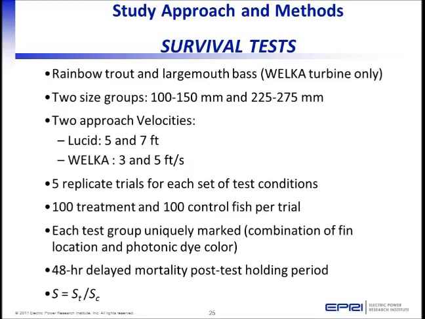The survival tests that were done for these 2 turbines included rainbow trout and largemouth bass for the Welka turbine, and 2 size groups and 2 approach velocities with each turbine. 5 replicate trials for each set of test conditions with 100 treatment fish and 100 control fish in each trial. The fish were uniquely marked with a combination of location of the mark and the color of the mark. Fish were retained for 48 hours following the experiment, looking for delayed mortality. And survival was calculated as a ratio of the survival of test fish relative to the survival of control fish. Next slide, please.